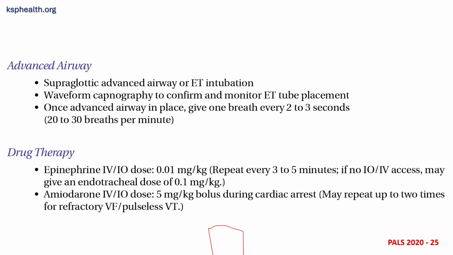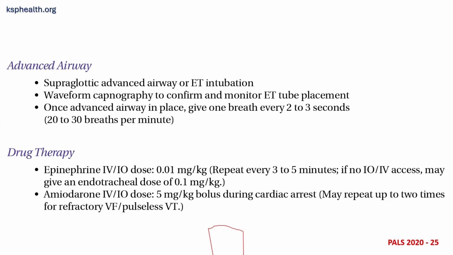Advanced airway. What is advanced airway? Supraglottic advanced airway or endotracheal tube intubation. ET intubation is the most secured form of advanced airway but needs technical expertise. When you do ET intubation, make sure you confirm not only by visualization and air entry on both sides, but also by capnography. Once advanced airway is in place, one breath every 2 to 3 seconds. That translates into 20 to 30 breaths per minute. This is for pediatrics.